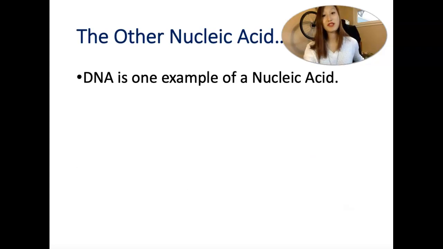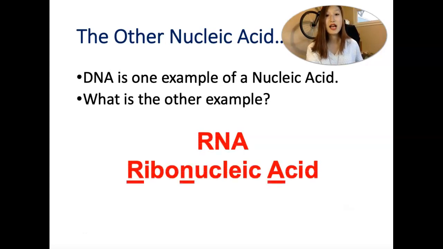The other type of nucleic acid, right? We said DNA is one type of nucleic acid. The other type is called RNA, ribonucleic acid. So the only difference is the deoxy. And again, as I mentioned earlier, DNA has one less oxygen on the sugar compared to RNA.